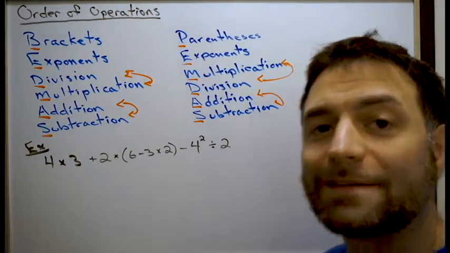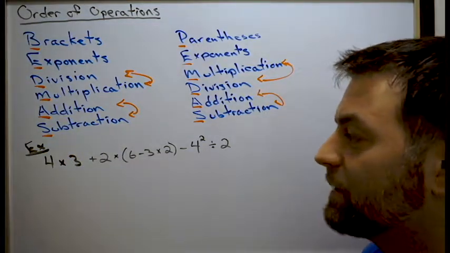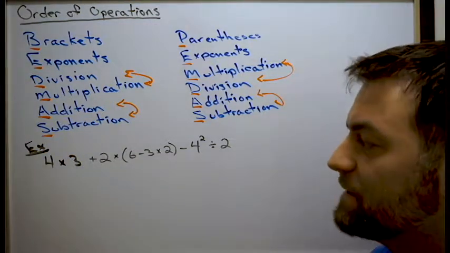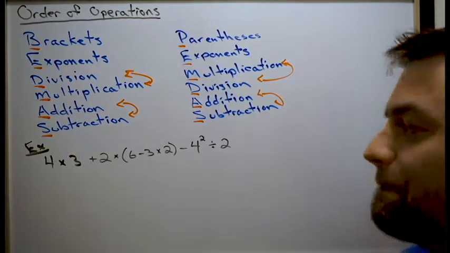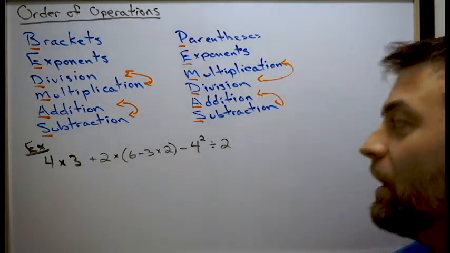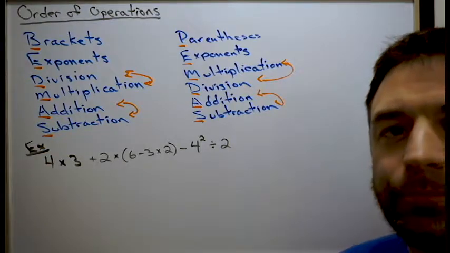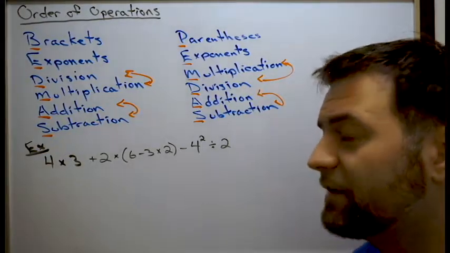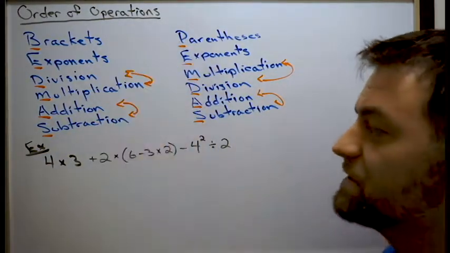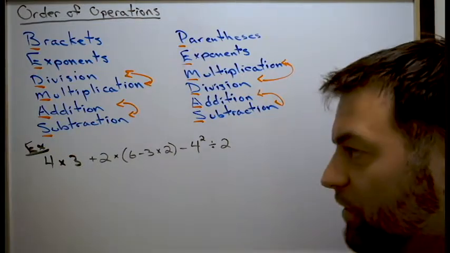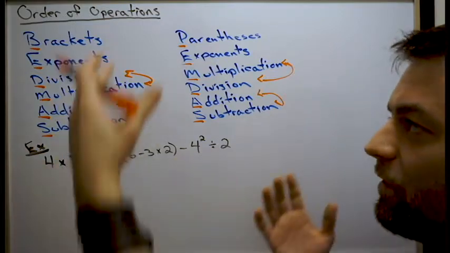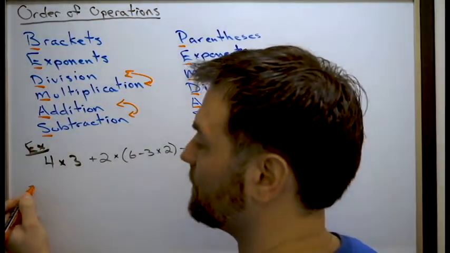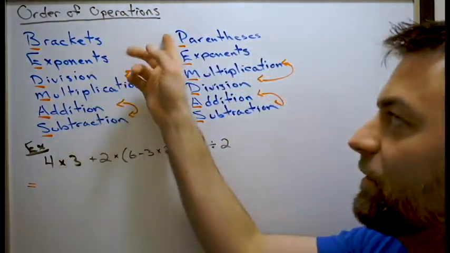So we're going to take a look at an example. We have 4 times 3 plus 2 times, in parentheses, 6 minus 3 times 2, minus 4 squared divided by 2. To do this, we have to do it in the order that we see things. You can skip around a little bit, and I might skip a few steps here and there, but if we follow this in order, we look for any brackets or parentheses first.